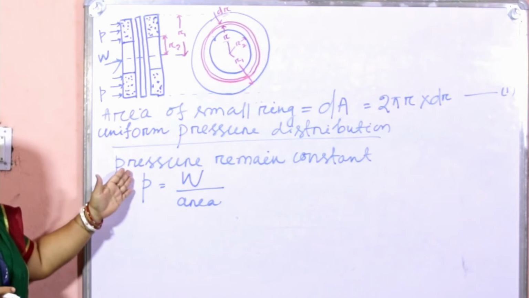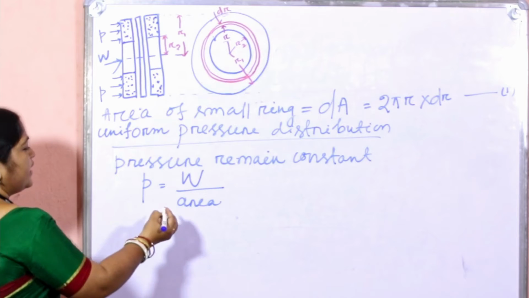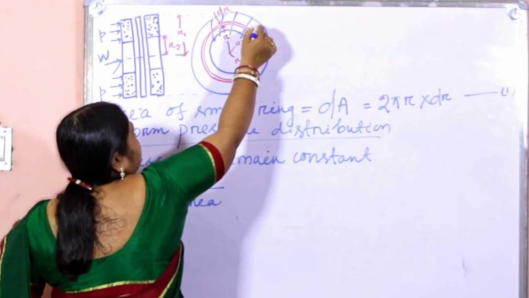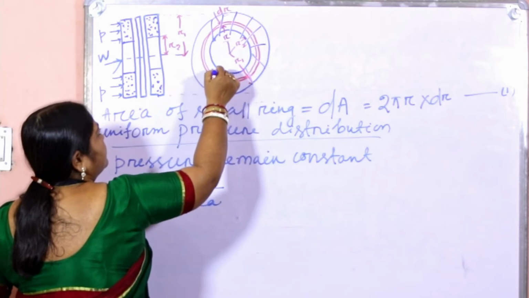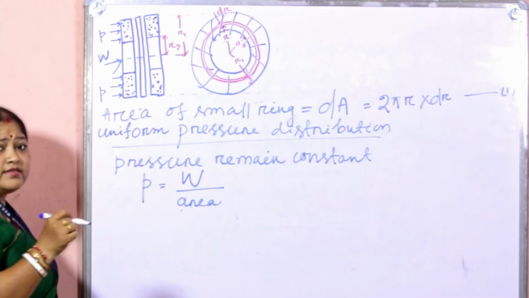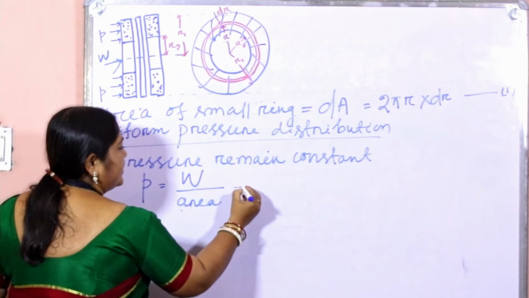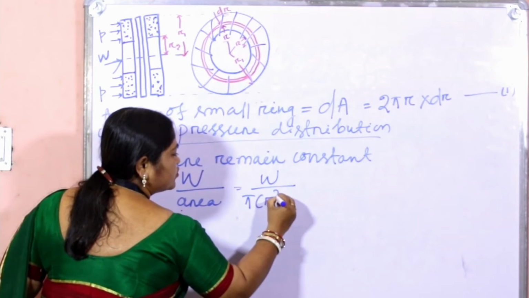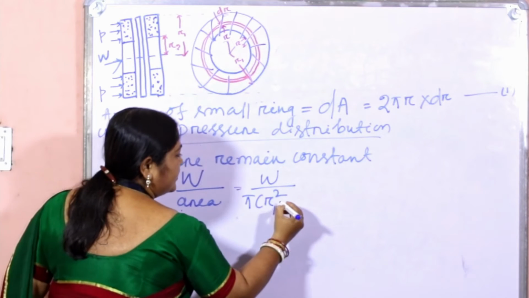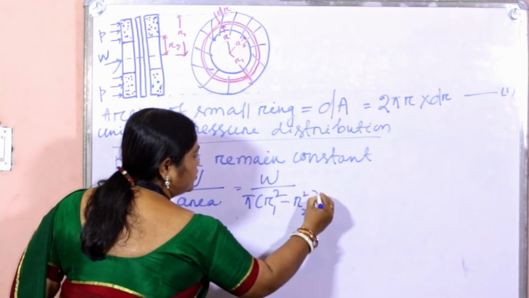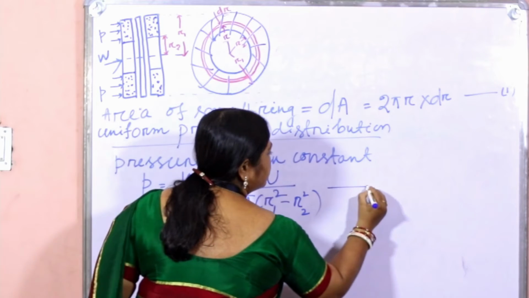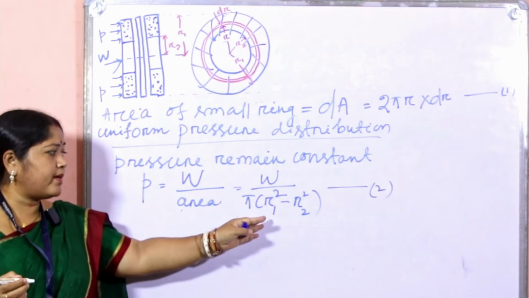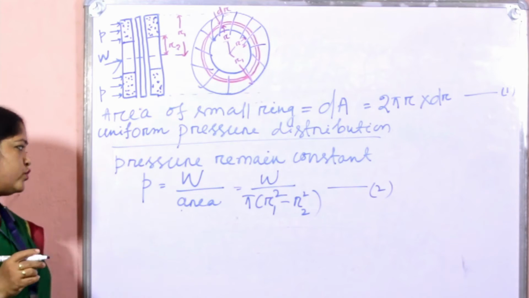As we know that pressure remains constant, the area of cross section is the area of this frictional surface. As it is a hollow plate, I can write W divided by pi into R1 square, the outer radius square, minus R2 square. Take it as equation number 2. So pressure P is equal to W divided by pi (R1 square minus R2 square).